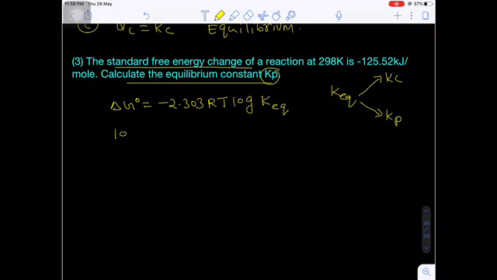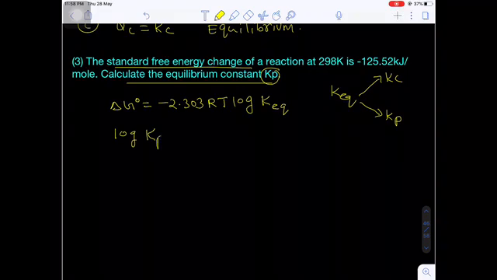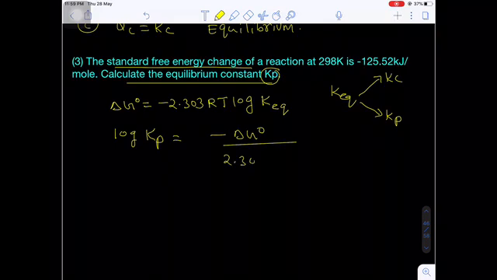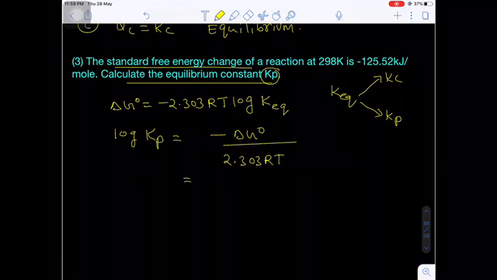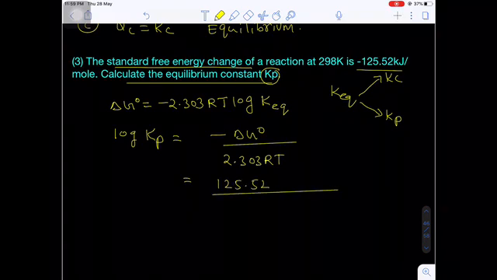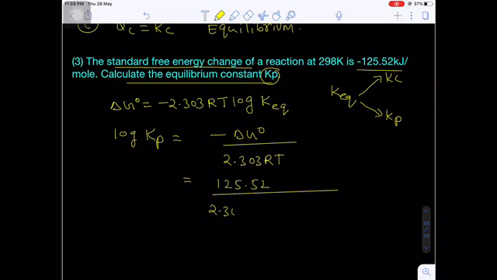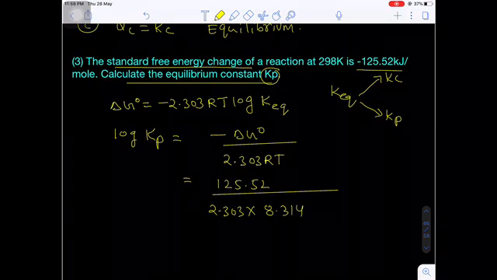Now, log of Kp is equal to minus delta G naught whole divided by 2.303 RT. What is the delta G naught value given to you? Minus 125.52, so minus of minus, plus 125.52. That is the kilojoule unit. This is very important. Whole divided by 2.303. What is the R value in kilojoules? 8.314 whole divided by 1000.